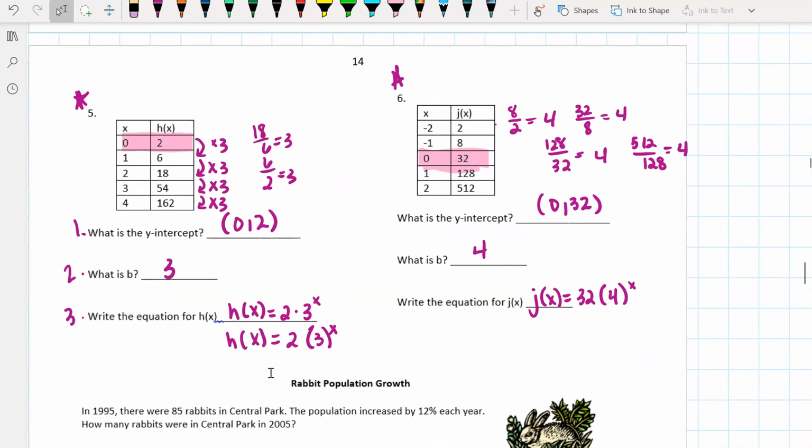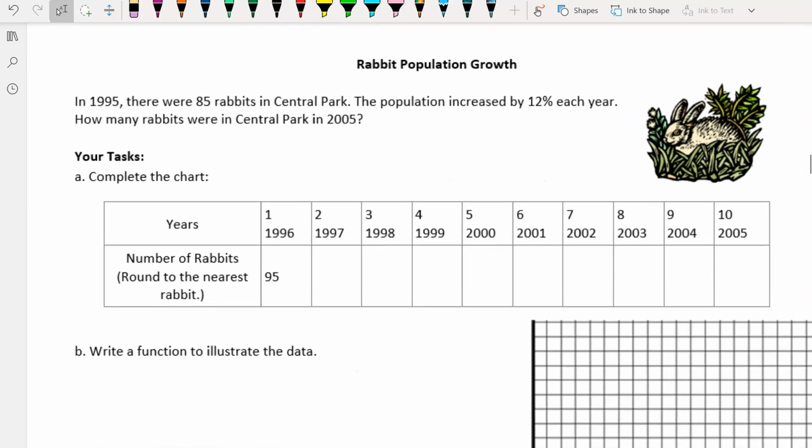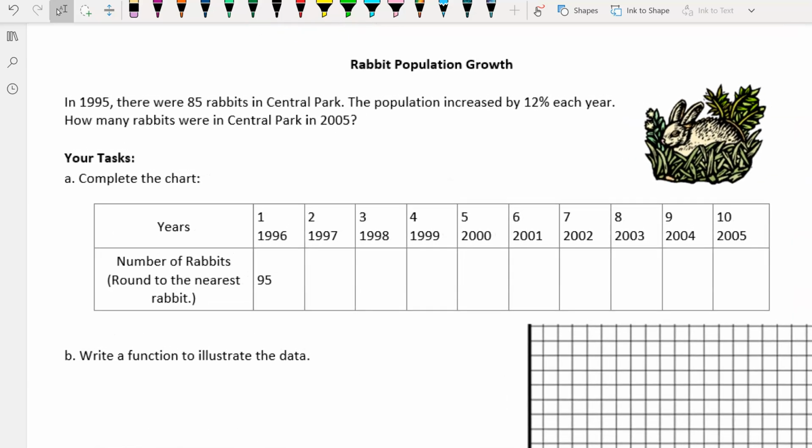We are going to do one more problem together, and then we are done. Okay, so we have our rabbit population growth. So in 1995, there were 85 rabbits in Central Park. The population increased by 12% each year. How many rabbits were in Central Park in 2005?